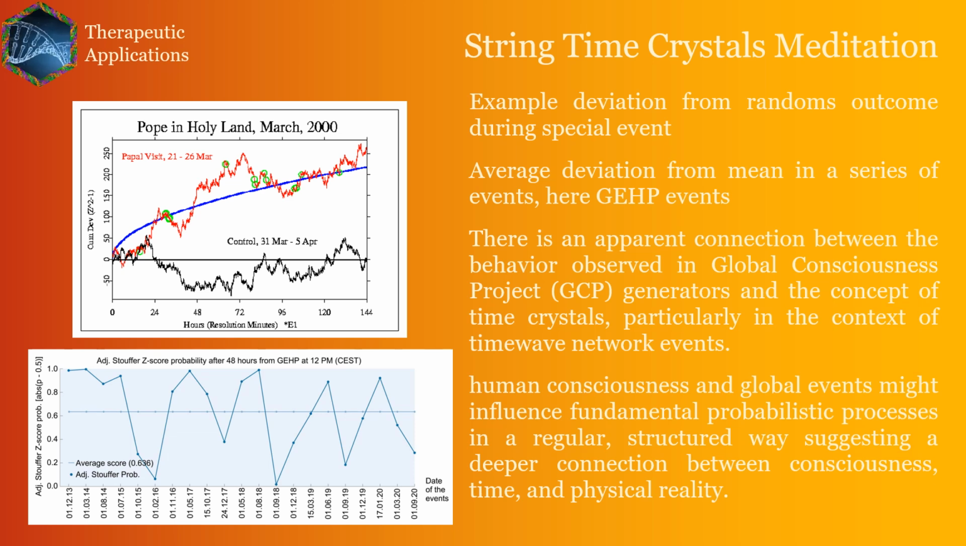String time crystals meditation. Example: deviation from random's outcome during special event. Average deviation from mean in a series of events, here GEHP events. There is an apparent connection between the behavior observed in Global Consciousness Project GCP generators and the concept of time crystals, particularly in the context of time wave network events. Human consciousness and global events might influence fundamental probabilistic processes in a regular, structured way, suggesting a deeper connection between consciousness, time, and physical reality.